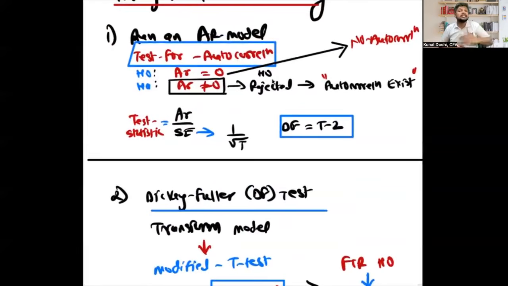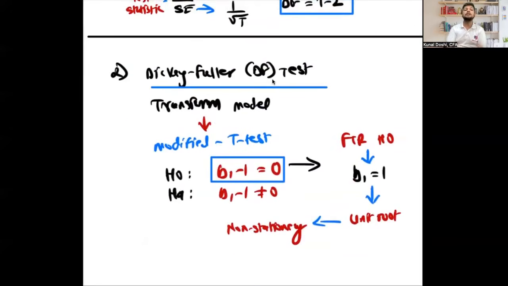In the autocorrelation test, what is the conclusion? That there is an autocorrelation and I can't use it. If I reject the null, everyone, it means there is an autocorrelation. But here in the Dickey-Fuller test, if I fail to reject the null, that means there is a unit root problem.